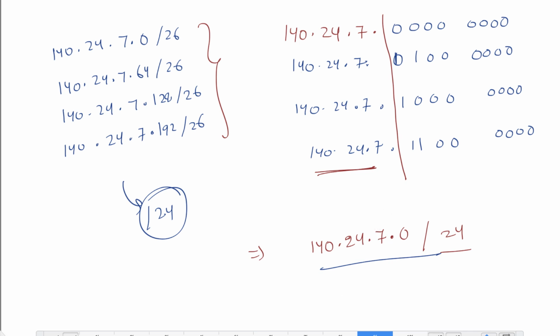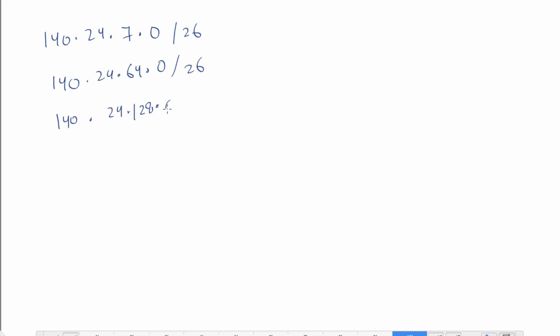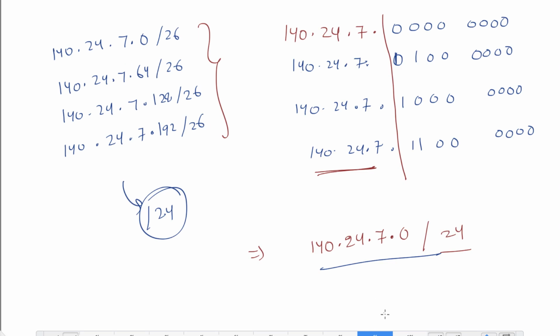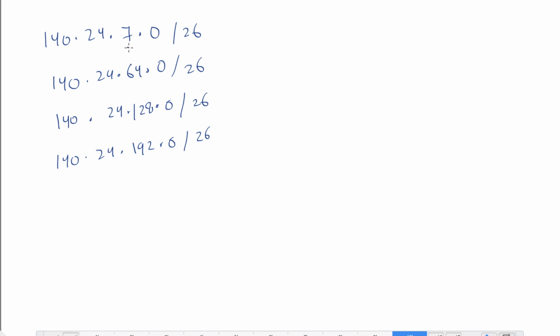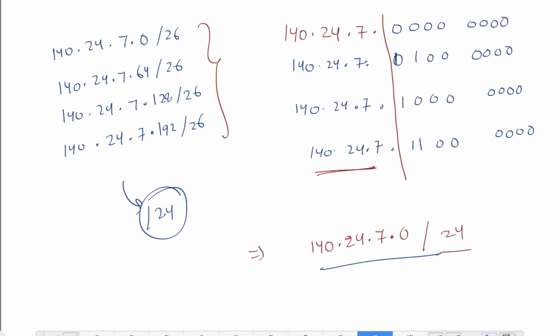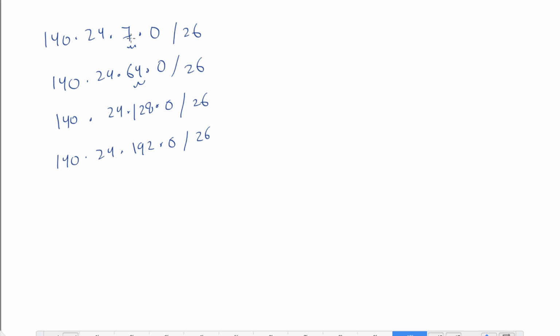Now suppose there are some networks like this: 140.24.7.0/26, and then 140.24.64.0/26, 140.24.128.0/26, and then 140.24.192.0/26. See what I did here: instead of 7.0, 7.64, I'm changing the third octet to 7, 64, 128 and 192, instead of making it fixed. Now just check how we are going to convert this into one network.